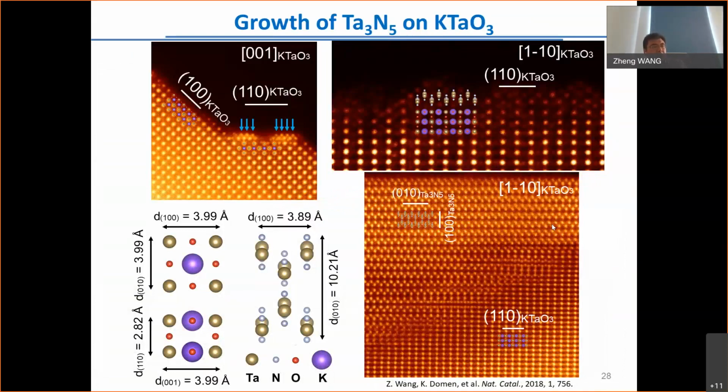It is because the tantalum atom distance in the potassium tantalate 110 plane is close to the lattice distance of the tantalum 3N5 100 facet, and the potassium atoms in the potassium tantalate 110 plane are exposed to the surface. Therefore, during the high temperature nitridation, potassium species were quickly volatilized from the potassium tantalate 110 plane, resulting in the faster growth of highly crystallized tantalum 3N5 nanorods.